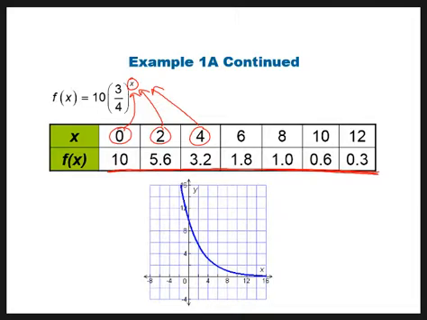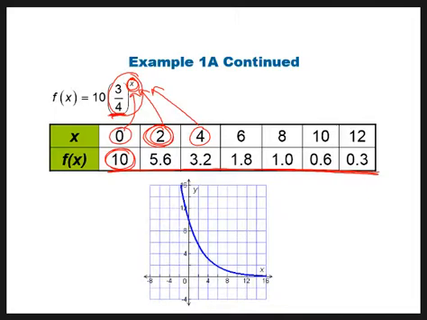Now, some of them are obviously easier than others. In this case, because it's a decay model and this number in here is a fraction, when we fill in 0, anything to the 0 power is just going to be 1. So essentially this whole part turns into 1. So 10 times 1 gives us that output value of 10. But when we start filling in values like 2, now you take 3/4 and raise it to the second, so you have to square the top, square the bottom, and essentially get 9 over 16, then take 9 over 16 times 10. And then you end up with 90 over 16.